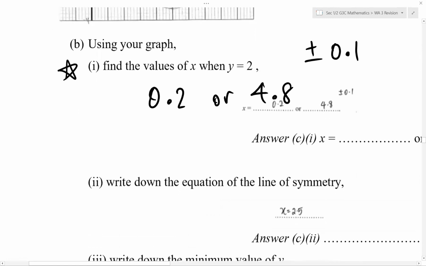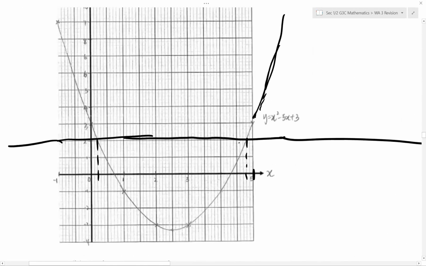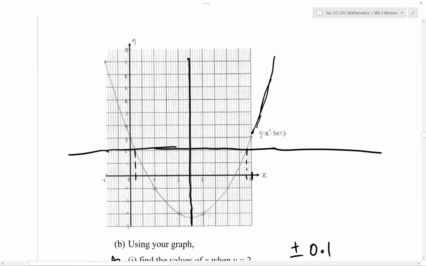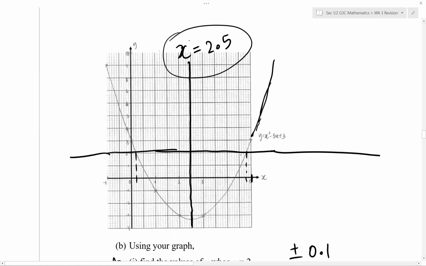Write down the line of symmetry. The line of symmetry can be obtained from the graph visually. You just need to look at where the minimum point is, minimum or maximum point. That will give us a clue where the line of symmetry is. And it always starts with x equals something, in this case 2.5. All right, in Sec 2, your line of symmetry will be x equals something for your parabola.